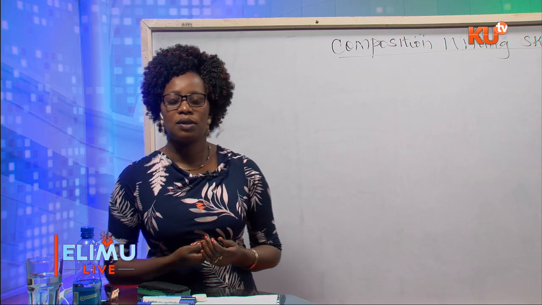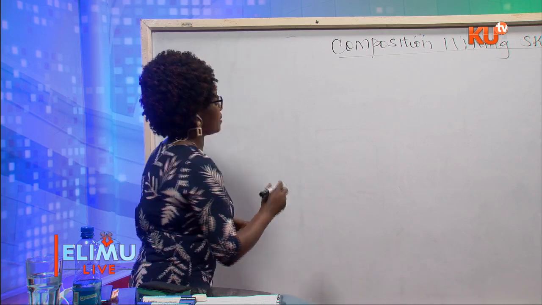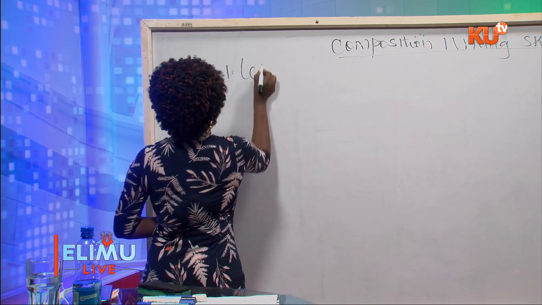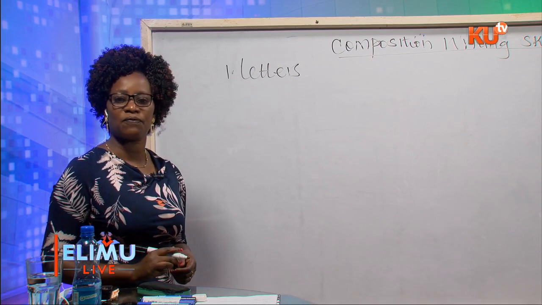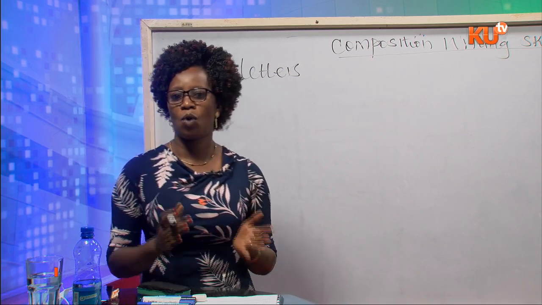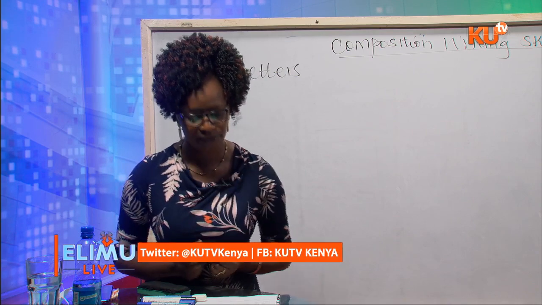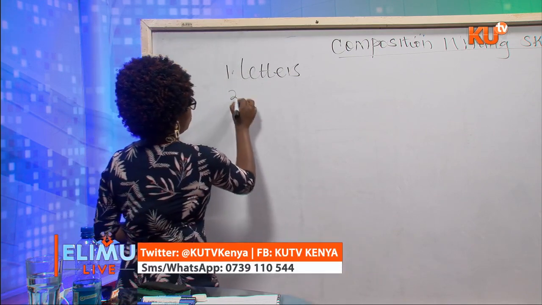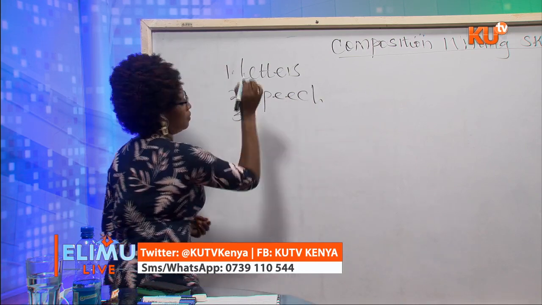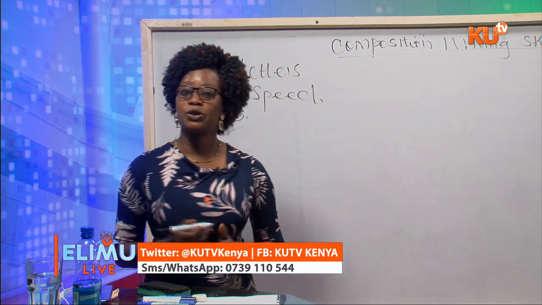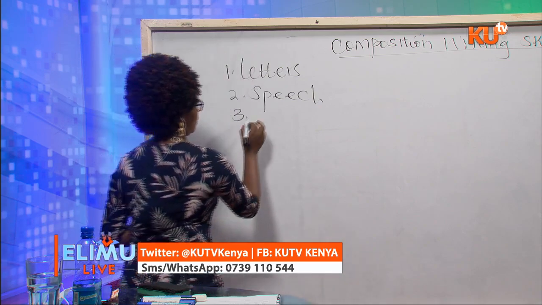In the primary school syllabus, there are given areas where we are supposed to write. We can write letters. Remember, we have two types of letters. We have the formal and informal letter. We can also write a speech. We can also be told to write minutes.